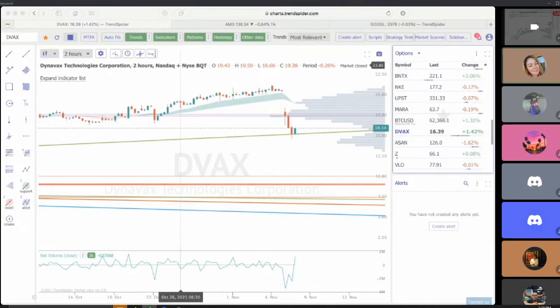Let's not forget about Lucid. Lucid had a nice breakout last Friday. Beautiful, beautiful breakout. They had their first delivery last week, right? I think 500 fleet, of course. So breakout last Friday. Let's see if we can play this one.